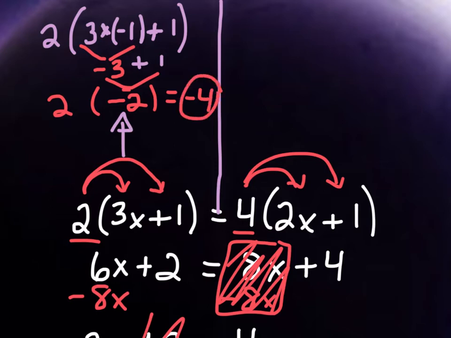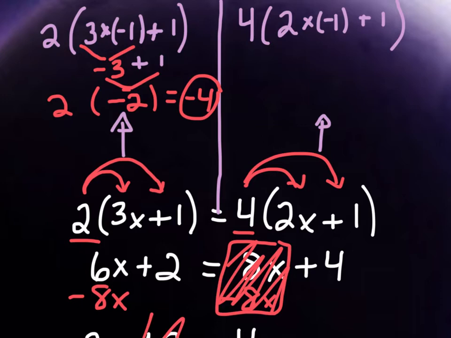So now we just need to compare that to the right side and see if we get the same solution. So on the right side we have 4 times 2 times x, and our x in this case is negative 1 again, plus 1.